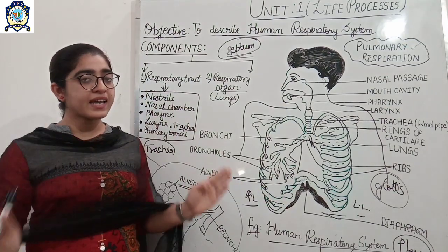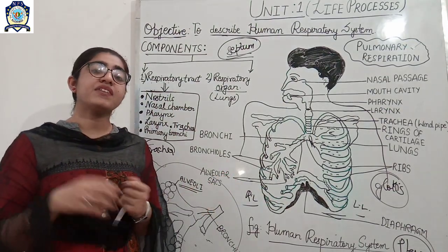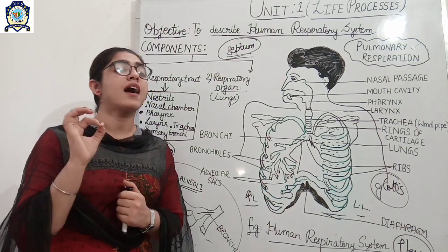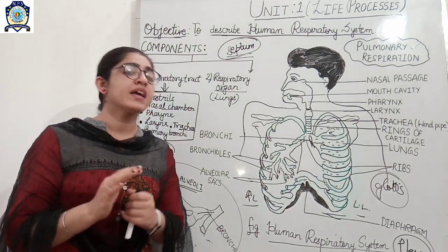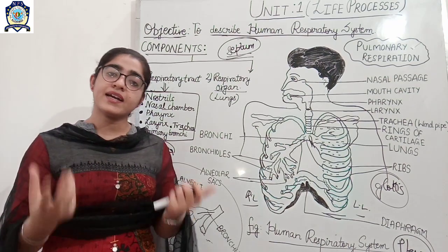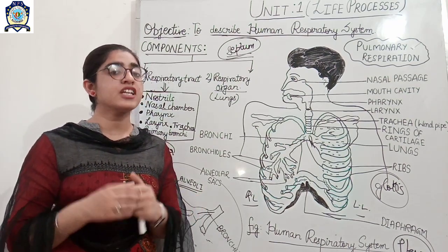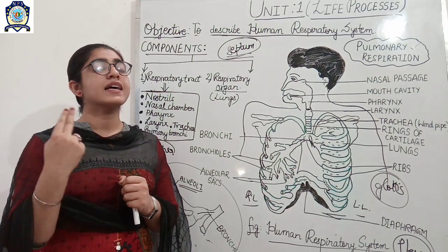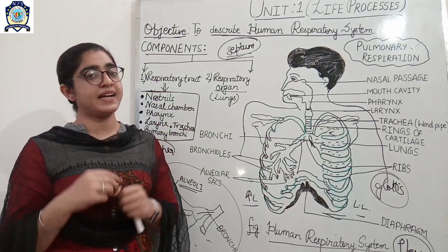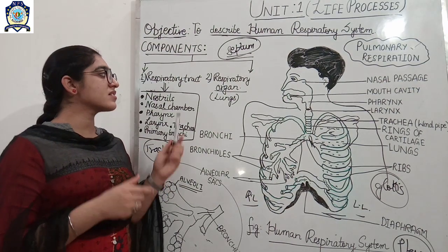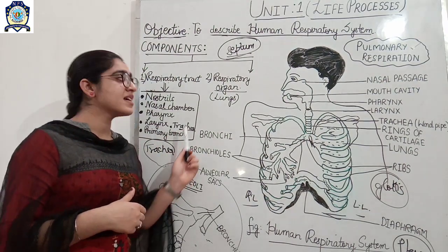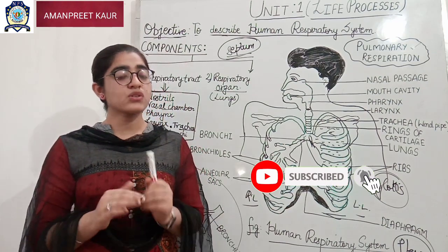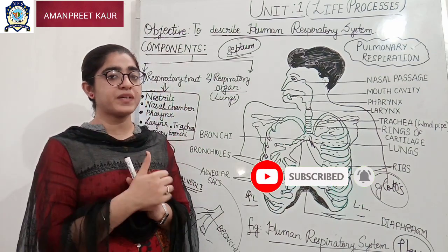So once again, recap. Today we have discussed that pulmonary respiration occurs in human beings. Next, they are called air breathers. After that, we have studied there are two components of the respiratory system, and in detail we have discussed the respiratory tract and the respiratory organ. So with this, this was all about our respiratory system.